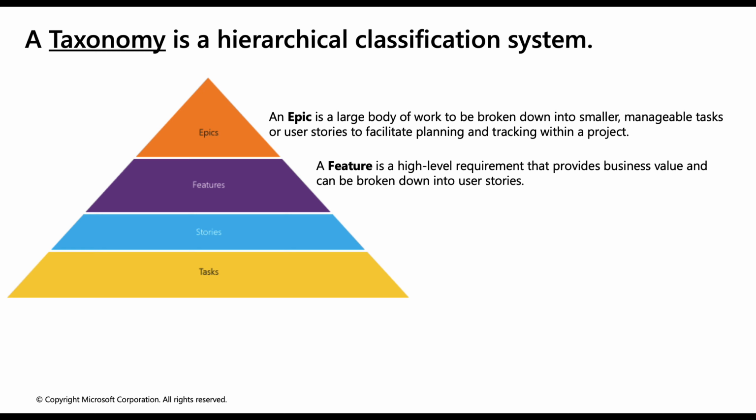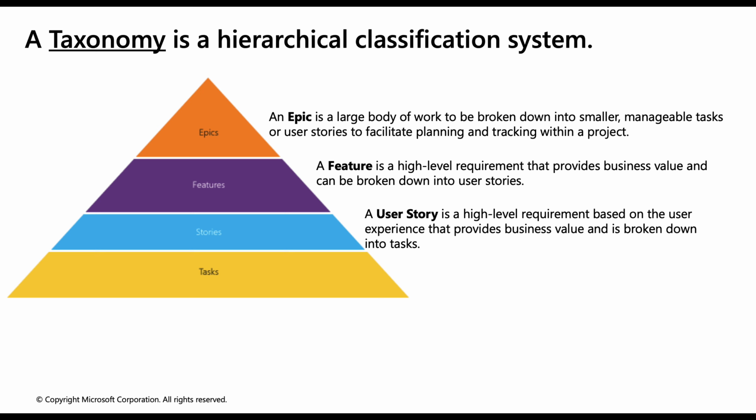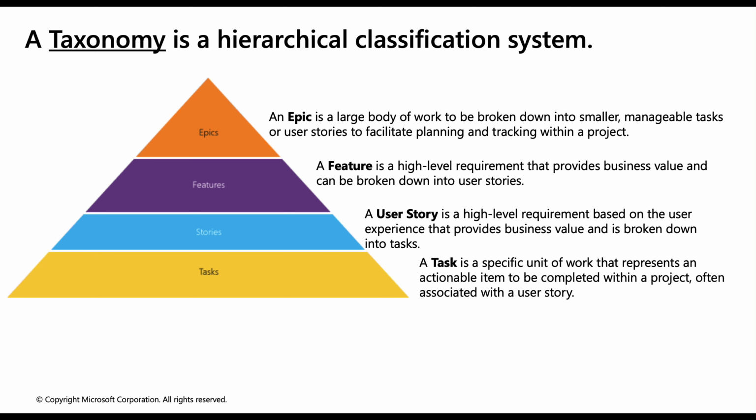Epics are broken down into features, which define specific pieces of new functionality to be delivered. Features are then further decomposed into what are called user stories or requirements or backlog items that represent high-level requirements from the perspective of the end user. These user stories or backlog items are then subdivided into what are called tasks, which describe the specific actionable work needed to implement a user story or feature.